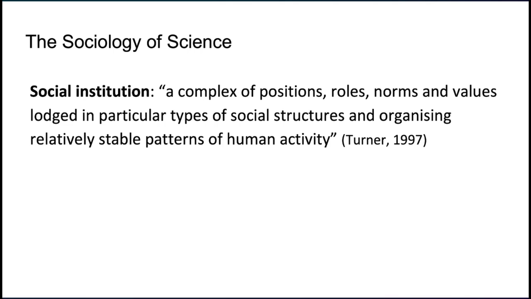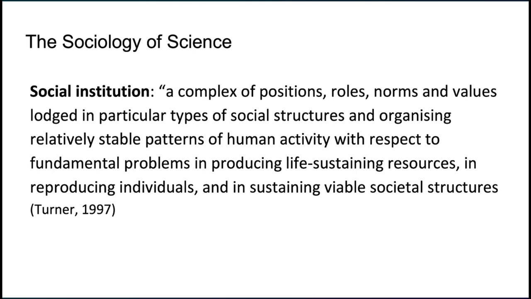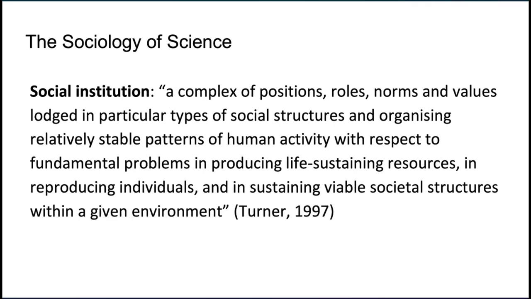They establish routines and ways of doing things that tend to stay the same over time, with respect to the fundamental problems in producing life-sustaining resources, in reproducing individuals, and in sustaining viable societal structures. This last part is about the big things that social institutions help with. They help make sure we have the things we need to survive, like food and shelter, and they help maintain how society functions. And the last part, within a given environment. This just means that social institutions operate within the context of the society and the environment that they are in.